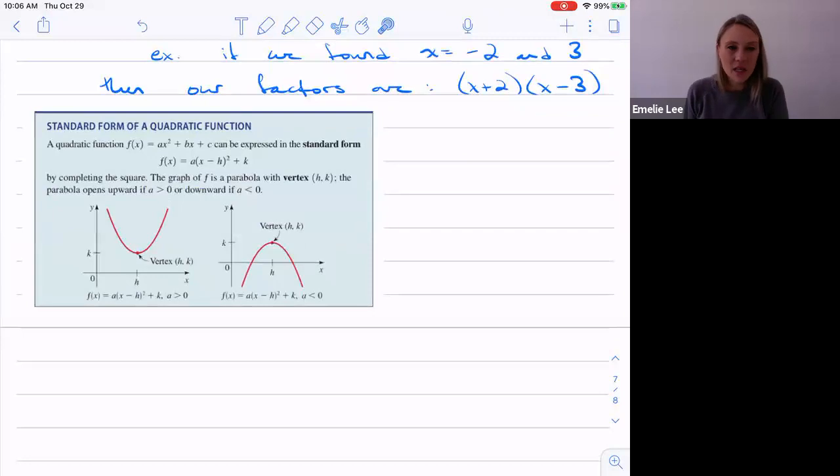What's nice is that a quadratic function can be expressed in standard form. Notice how I'll show you how to rewrite this into standard form by completing the square. So that's where we need to bring in completing the square. Might sound familiar, maybe from a different math course, but we'll go through it.